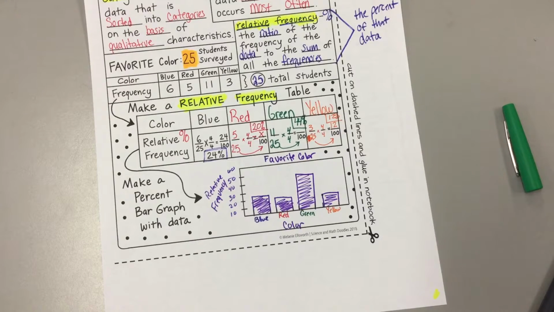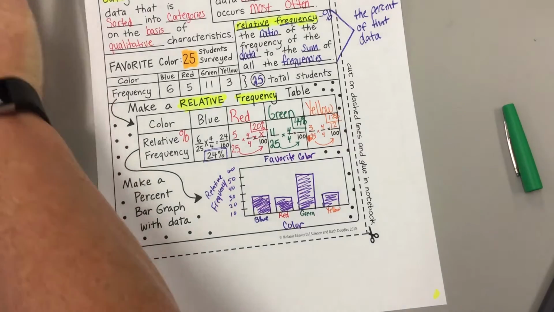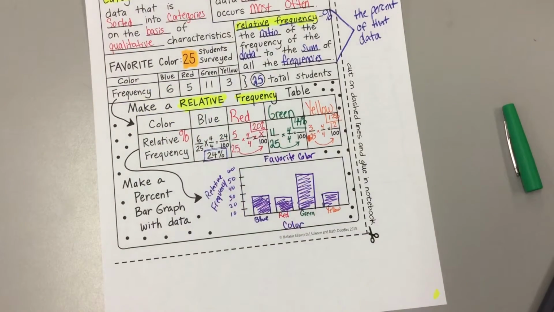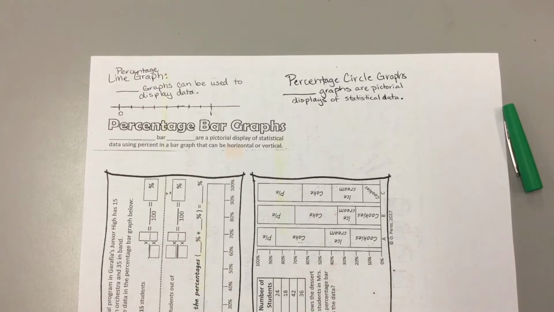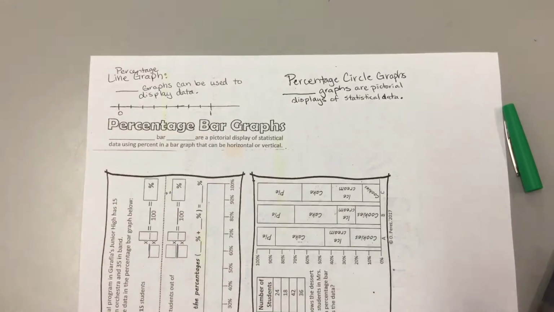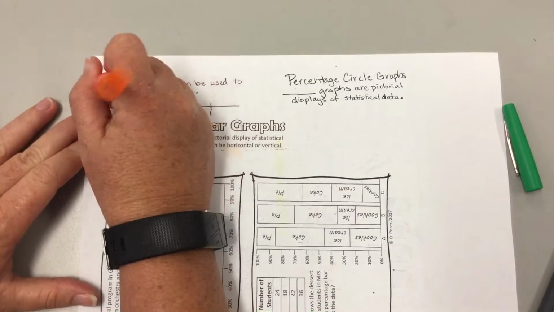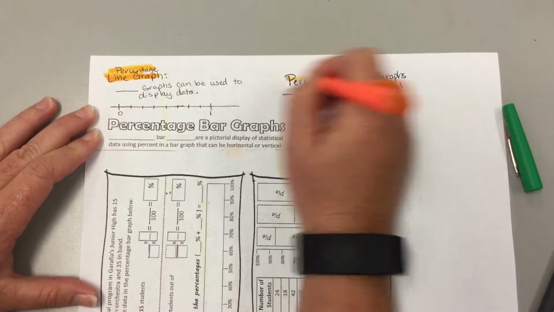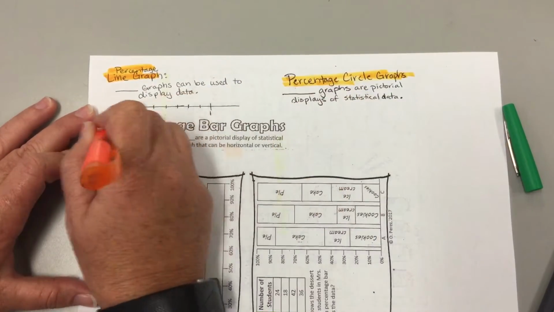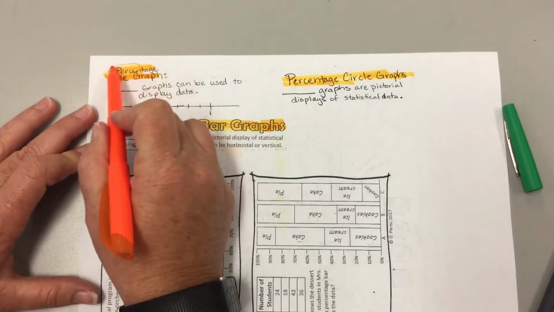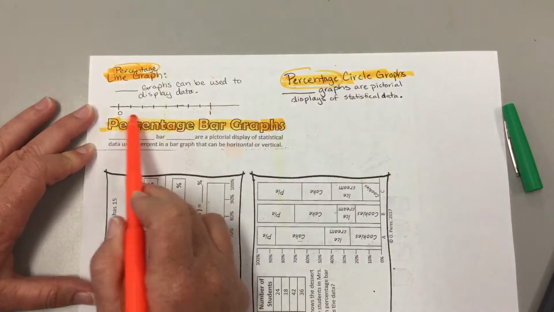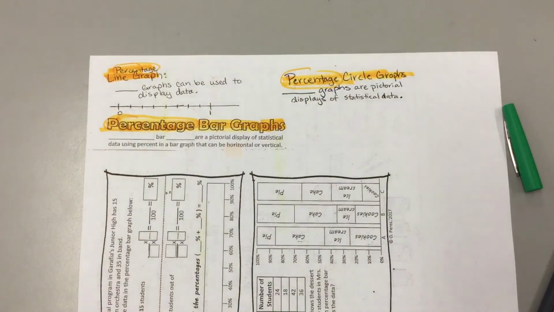All right, are y'all ready for the back? Okay. All right, looking at the back, we have our percent line graph. I'm going to go ahead and highlight these. So we've got a percentage line graph, a percentage circle graph, and a percentage bar graph. Guess what all these are going to have with it? Percentage, right? Very important, percentage.